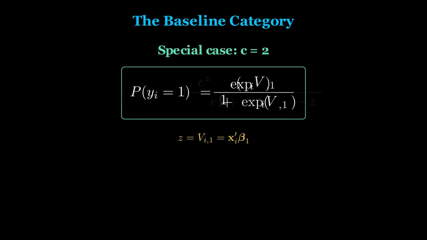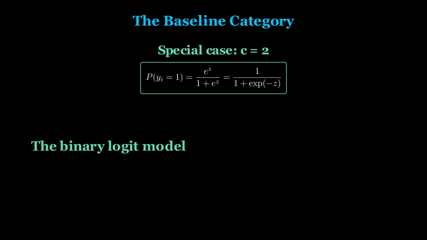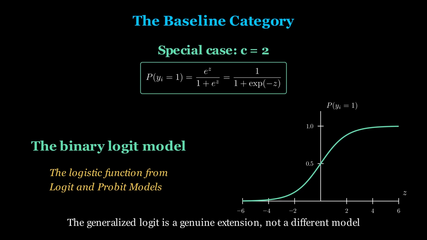Write Z for that single remaining linear predictor, xi transposed times beta 1. The probability becomes e to the z over 1 plus e to the z, which is the same as 1 over 1 plus e to the negative z. And that is exactly the logistic function we met in the Logit and Probit models video. With 2 categories, the generalized Logit model collapses right back down to the ordinary binary Logit model. So the generalized Logit is a genuine extension of what we already know, not a different model.